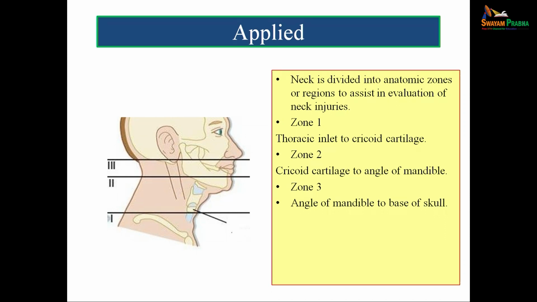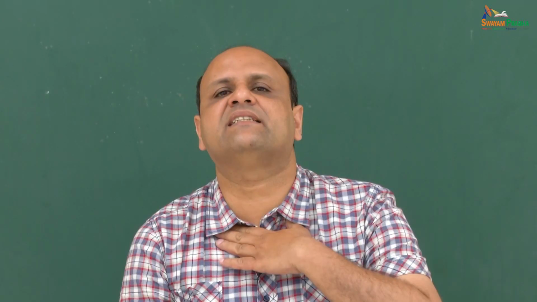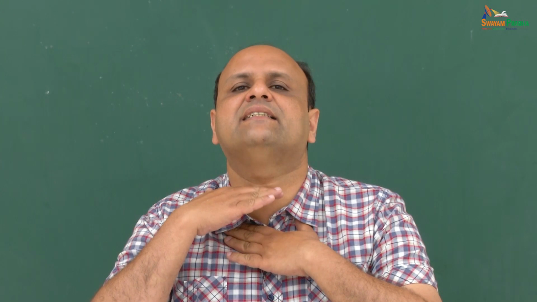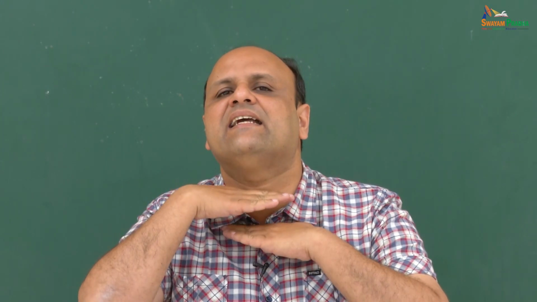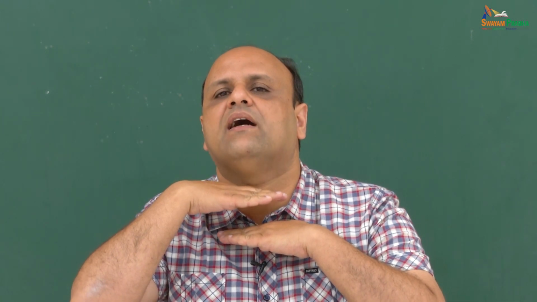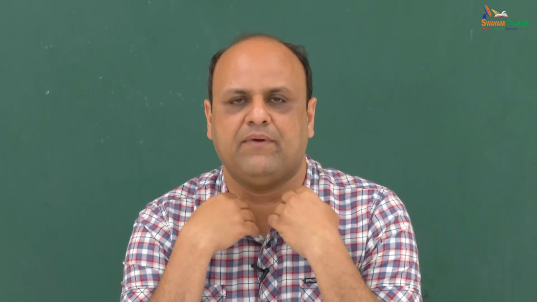Zone 1 extends from the thoracic inlet to the cricoid cartilage. So, if this is my thoracic inlet, the cricoid cartilage lies at C6 level. So, this is zone 1. Any injury here in zone 1, between my two hands, might be obscured because of the clothing and because of the trunk extending upwards. Injury may take place here, and the carotids may be injured here.